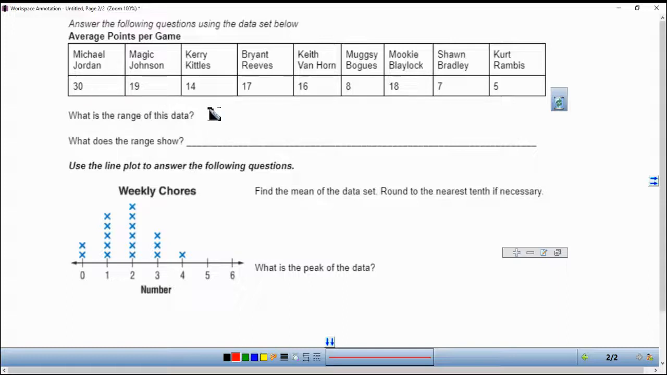Now, remember, the range is the greatest data point minus the least. So if we look at the data, which data point is the greatest? It was Michael Jordan, who averaged 30 points per game. And then we'd also look at the least, which was, of course, Kurt Rambis. So we're going to subtract. Now, Kurt Rambis didn't have the lowest of all time, but just within this data set, he had the least number of points per game. 30 minus 5 would be 25, so that would be the range.